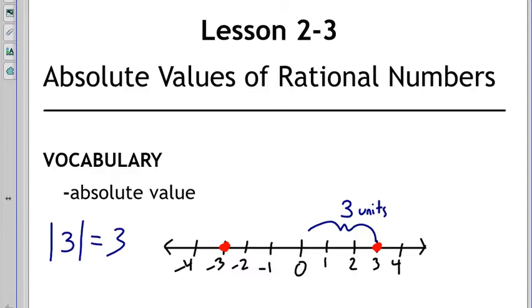Now, I also have this other number, -3. And if we look, this is also 3 units from 0. And so the absolute value of -3 is also just 3. So absolute value is distance from 0. And basically, we're just disregarding the sign. Positive or negative, the sign goes away.